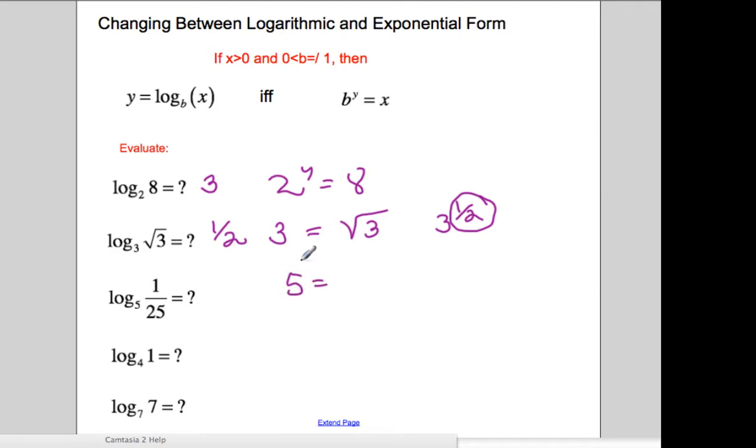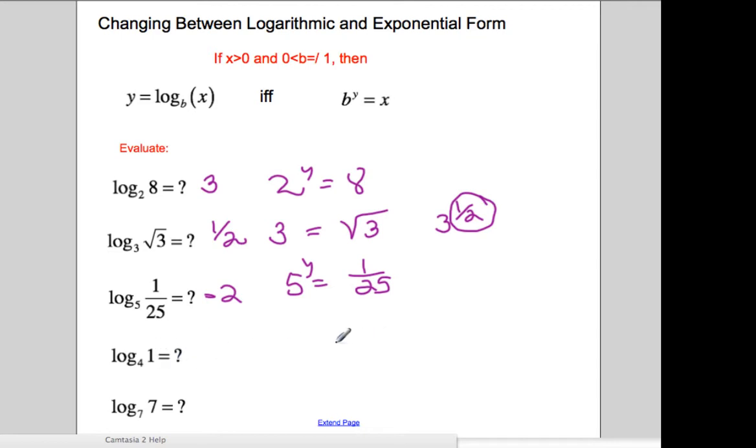For our third example, 5 raised to what power is equal to 1/25? Well, since we have it on the bottom of a fraction, we know that it's going to need to be a negative exponent. And 5 raised to what power gives me 25? Well, that would be 2. So 5 to the negative 2 would give me 1/25.